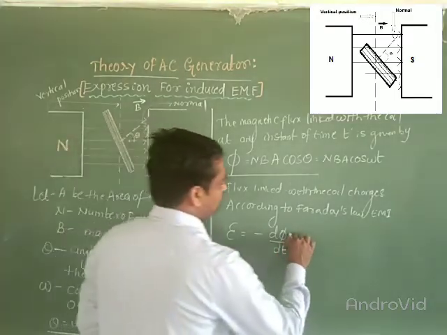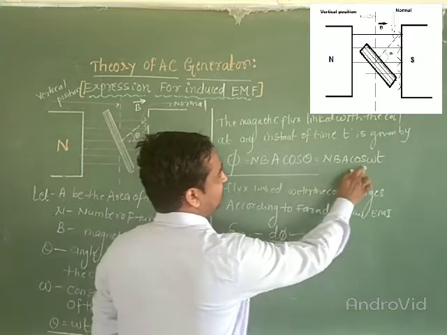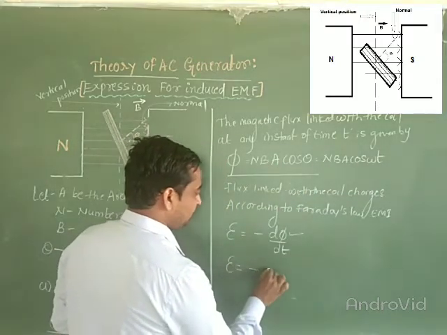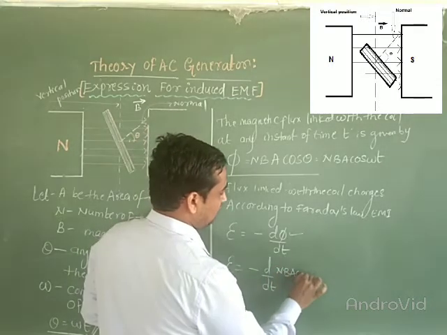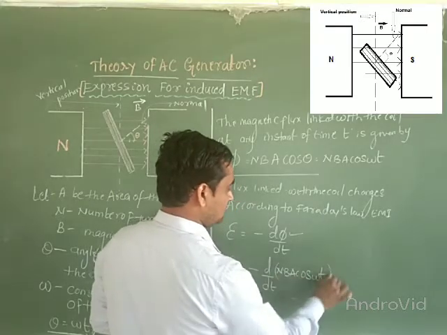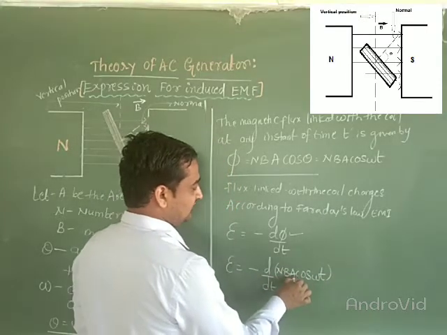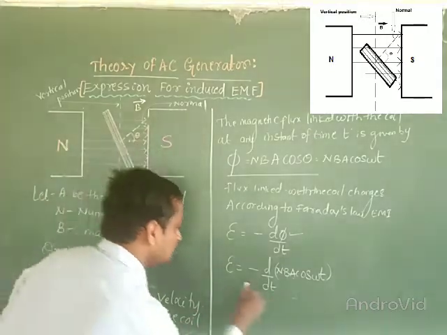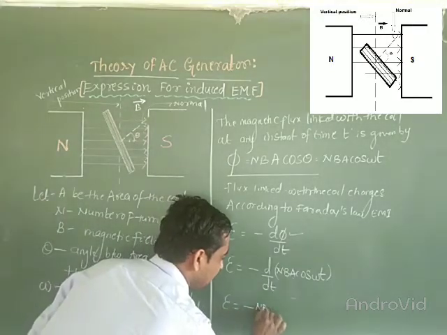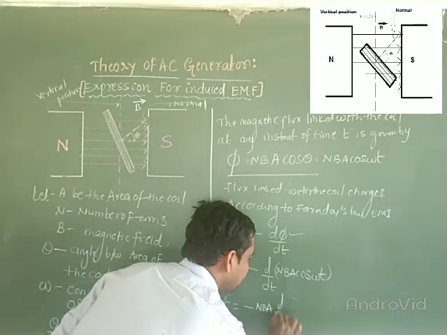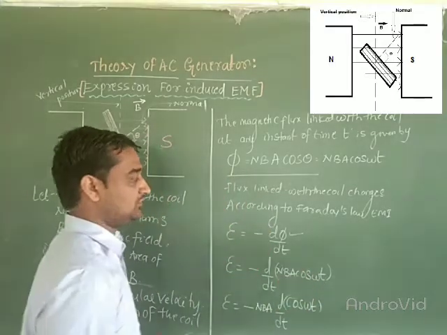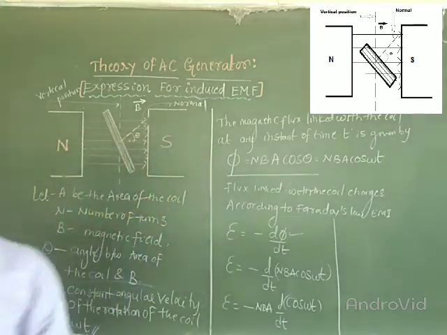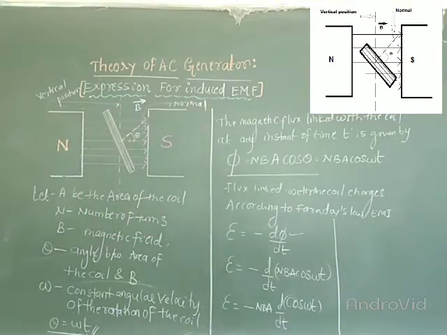Now let us substitute the value of phi. What we have written here, phi is equal to NBA cos omega t. Let us substitute here. E is equal to minus d by dt of NBA cos omega t. Here N is constant, B is constant, and A is constant. Now let us take them outside the bracket. So we can write minus NBA d by dt of cos omega t. So what is the differentiation of cos omega t here? Differentiation of cos omega t is minus omega sin omega t.